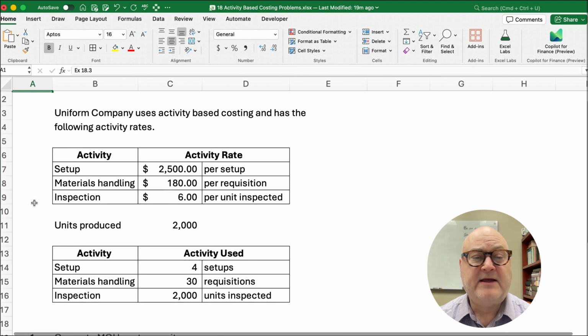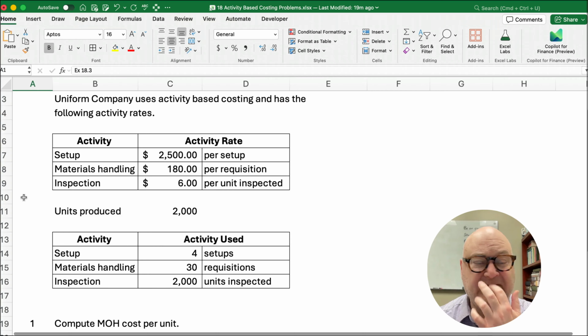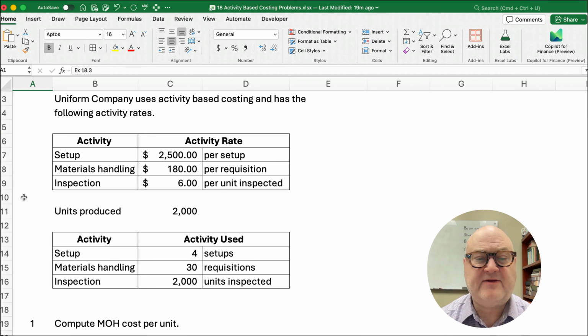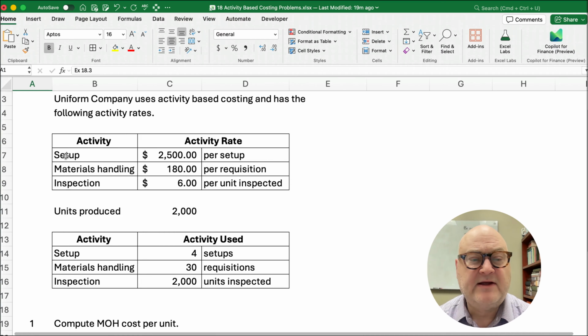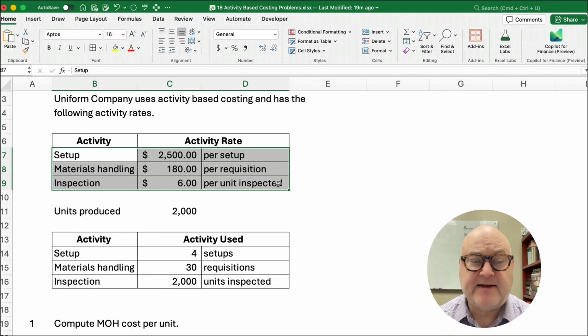Let's get started on this problem. Here we have the uniform company that uses ABC and has the following activity rates. So we have determined ahead of time that the setup is going to cost us $2,500 per setup. The materials handling costs us $180 per requisition, and inspection costs us $6 per unit that we inspect. So that's our activity rates.